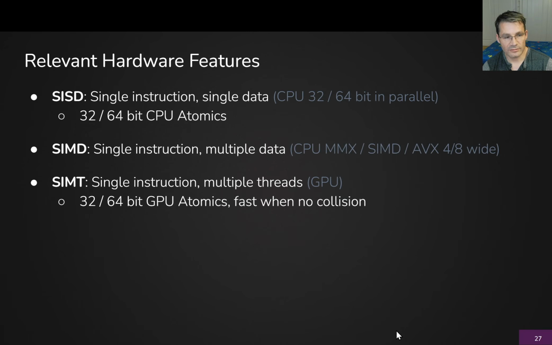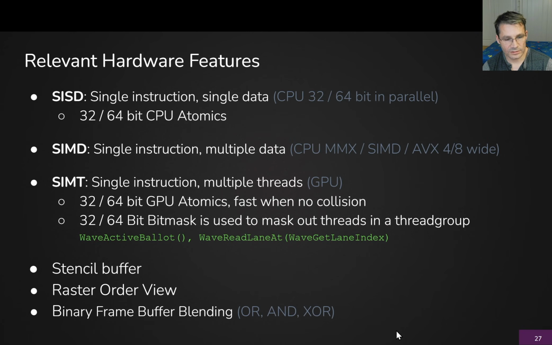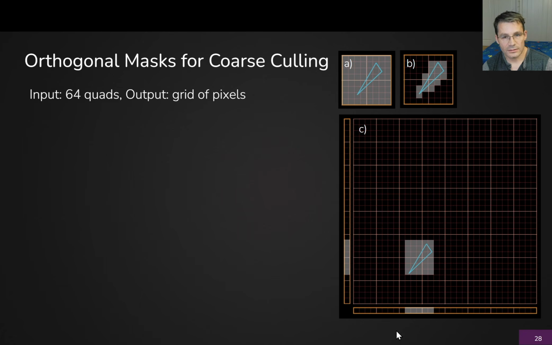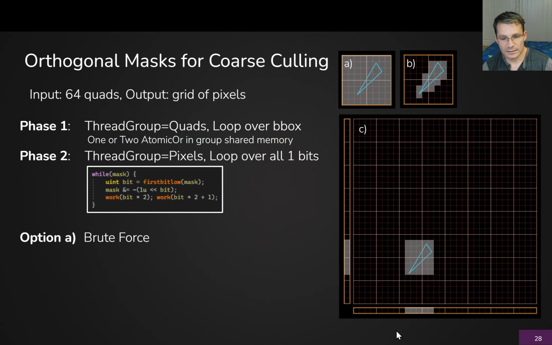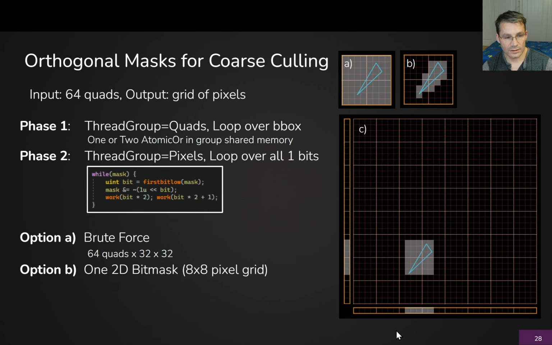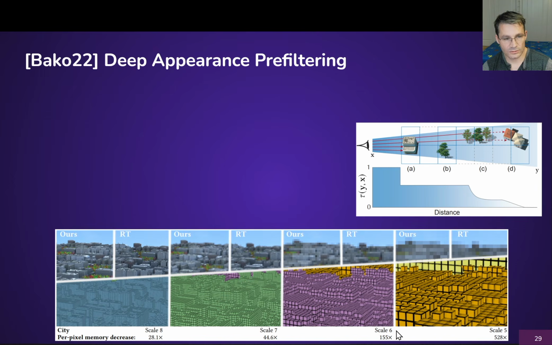There are some relevant hardware features. I don't want to go through this one, but maybe you find it interesting. And here, if you want to write a rasterizer that rasterizes a triangle and efficiently computes which areas on the screen you have to consider, you can use this method. I don't want to talk about it now.